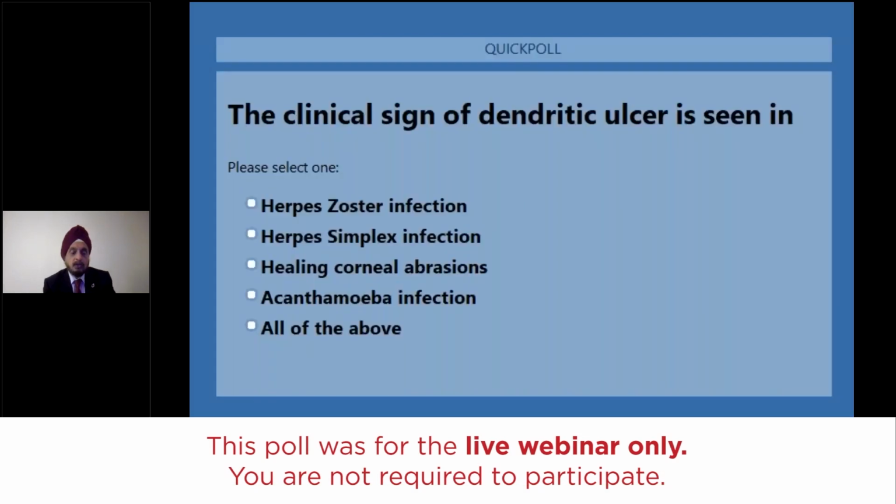So we come back to the question we had asked earlier. The clinical sign of dendritic ulcer is seen in. You can do your poll now.